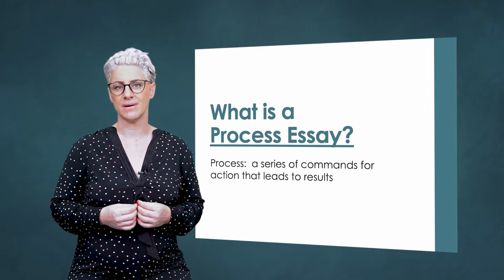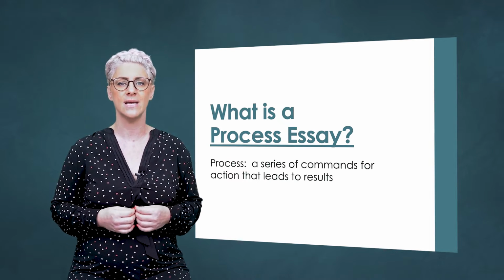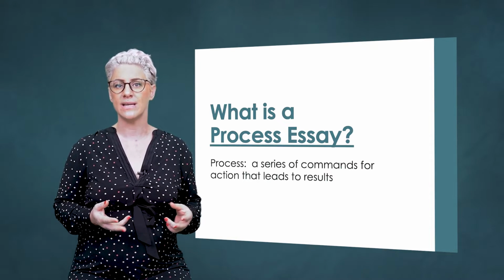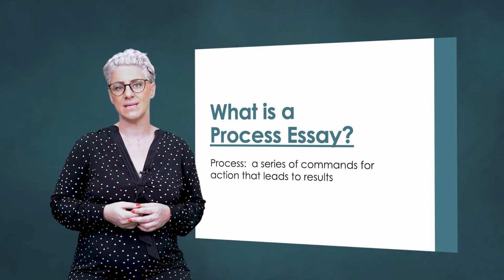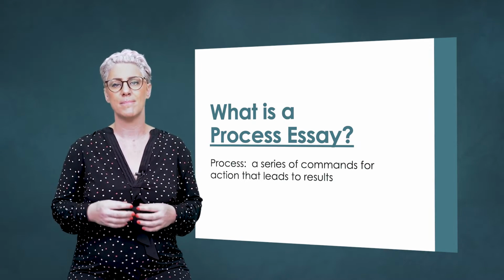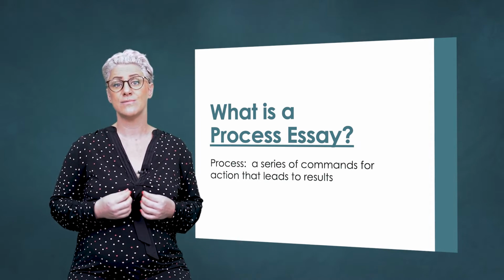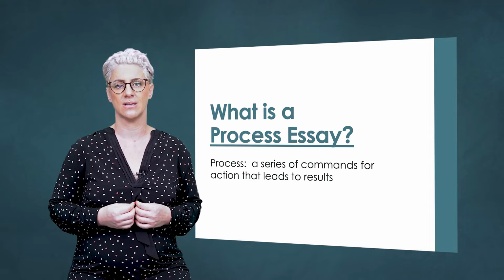A process paper either tells the reader how to do something, this is the how-to essay, for example, how to change oil in a car, and the other type is when we describe how something is done by giving a step-by-step explanation. Both types of process analysis will present steps chronologically.